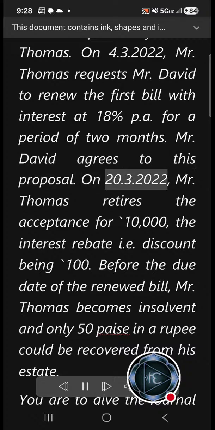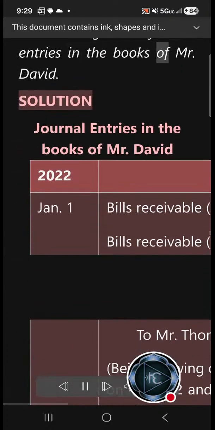On March 20th, 2022, Mr. Thomas retires the acceptance for 10,000, the interest rebate, i.e. discount, being 100. Before the due date of the renewed bill, Mr. Thomas becomes insolvent and only 50 paise in a rupee could be recovered from his estate. You are to give the journal entries in the books of Mr. David. Solution. Journal entries in the books of Mr. David.